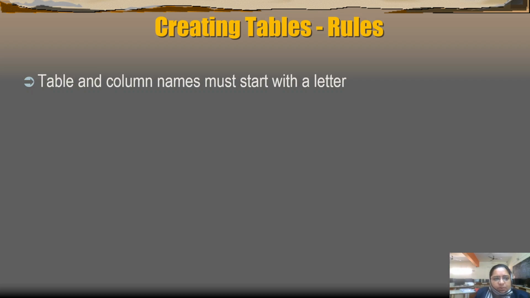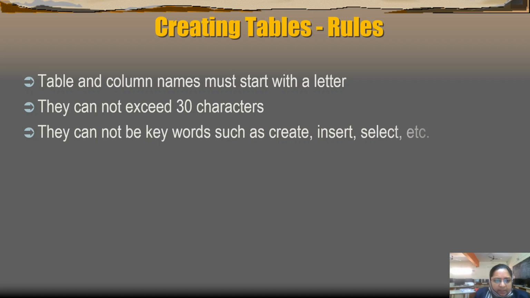Some table creation rules. Table and column names must start with a letter, that is, they have to start with an alphabet. They cannot exceed 30 characters. They cannot be keywords such as create, insert, select, etc. So these are some of the naming rules for tables and column names, which are almost similar to the identifier creation rules in Python. And you can have digits within the table names or column names, but you cannot start the name with a digit.